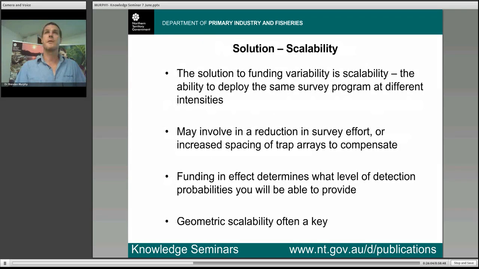Well, the solution is scalability. So the ability to scale up and scale down our surveillance techniques. So we want to be able to have a surveillance program where we can respond to these changes in funding. And this may involve either a reduction in surveillance effort, or we may end up, for example, with fruit fly, spreading our traps a lot further out, which obviously reduces our detection probabilities. So funding, in effect, does determine what levels of detection you can provide. And geometric scalability is often the solution, and we'll see this in a moment.